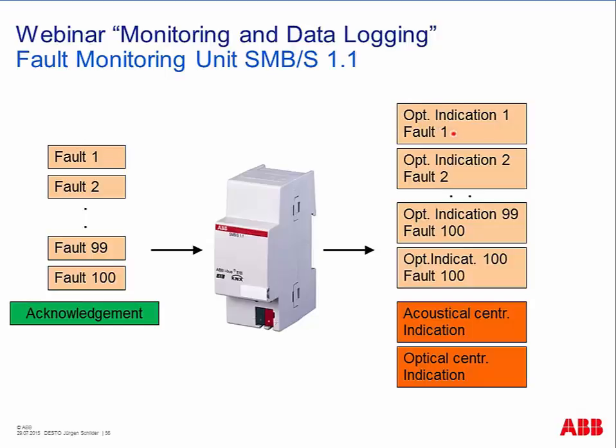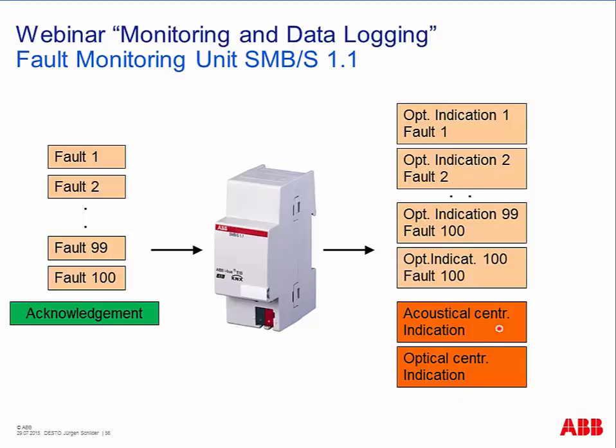And then what happens typically, for each fault, an optical indication, an individual telegram will be sent out. Normally in such a solution, it's a real optical indication on a tableau. Okay, this fault came up right now, and you can react on this, of course. And the same for all other faults up to 100. So an individual optical indication will be given for each fault.